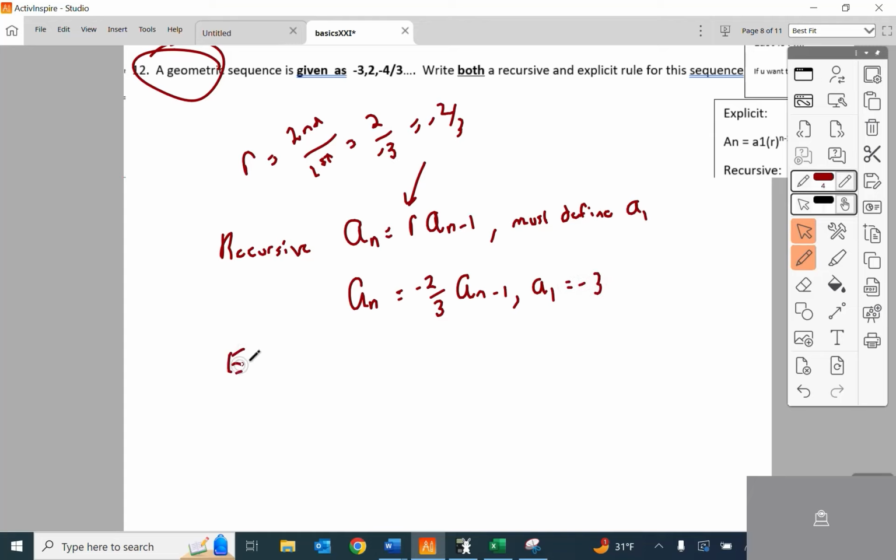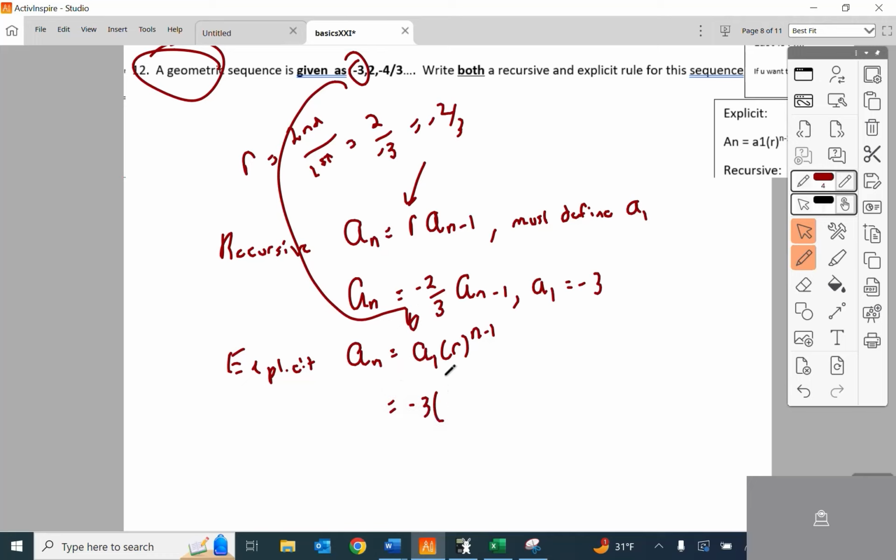The rule for explicit is also given. It says a sub n is the first term times the ratio raised to the n minus 1. And the first term is, again, -3. The ratio is found to be -2 thirds. And the exponent is always n minus 1.